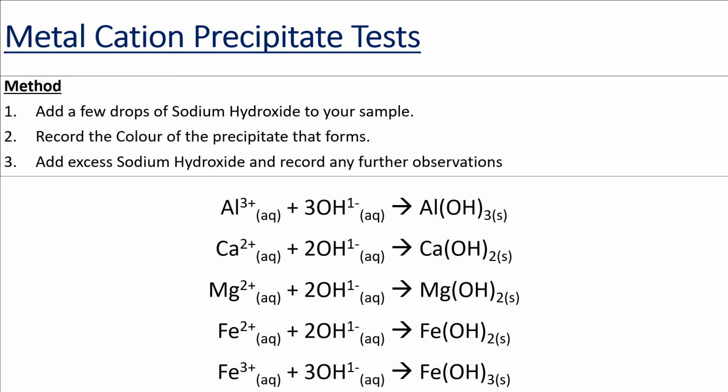So the aluminium reacts with the hydroxide to form aluminium hydroxide. That's a white precipitate. The calcium ions react with the hydroxides to form calcium hydroxide, which is a white precipitate. The magnesium and the hydroxide form magnesium hydroxide, which is a white precipitate. The iron 2+ and the hydroxides form iron hydroxide, which is a green precipitate, and iron 3+ and our hydroxides form iron hydroxide, with a slightly different formula because it's got a different charged ion, but this one will be an orangey brown precipitate.